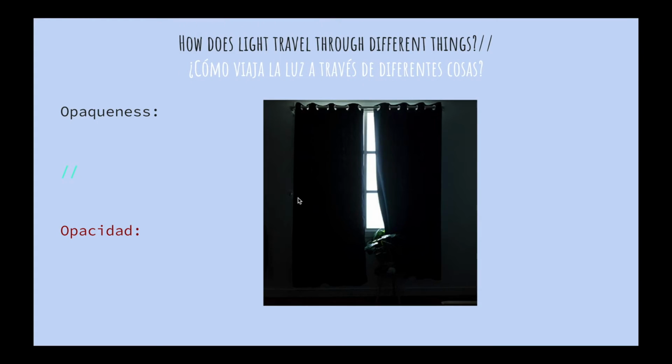And now we go on to opaqueness, or opacity if you'd like. So, as you can see, there is no light coming from the curtains at all. Obviously, you can see the light coming from the window behind it, where the curtain isn't covering, but the curtains are so dark and so opaque that no light can come through at all.